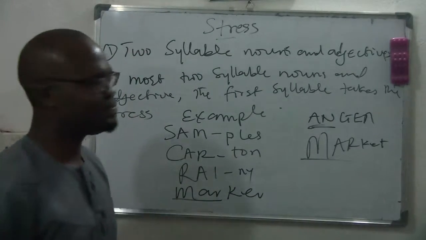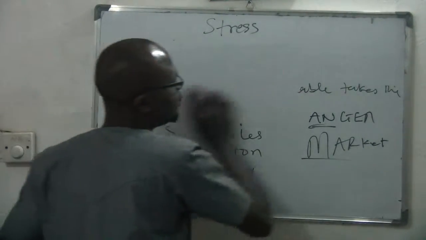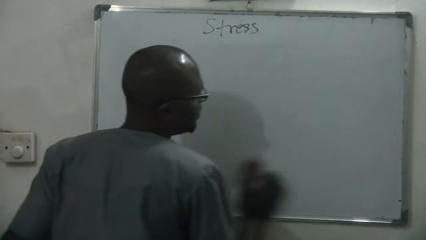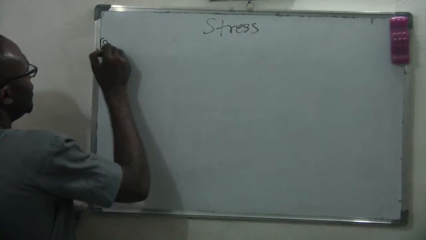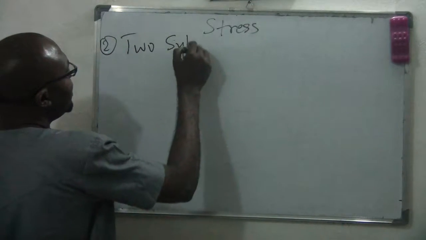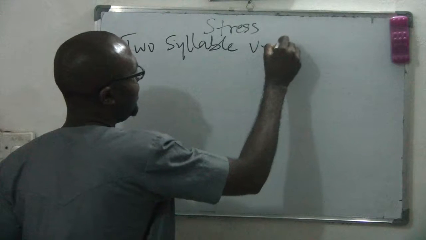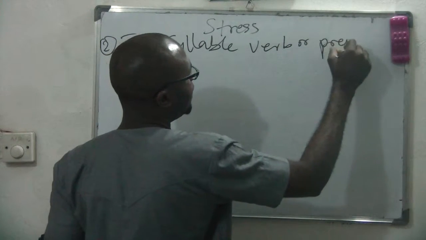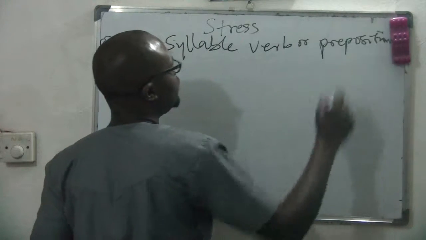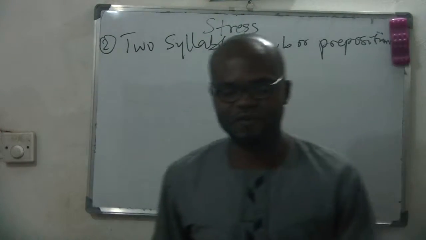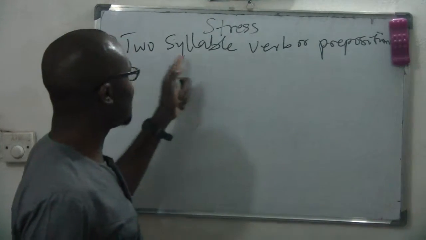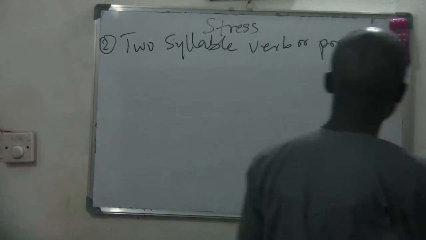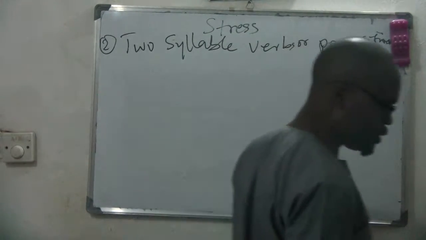Can I clean up the word? Yes. So pick rule number two. Rule number what? Two. Two syllable verb or preposition. The first rule says two syllable noun or what? Adjective. This one is saying two syllable verb or what? Preposition.